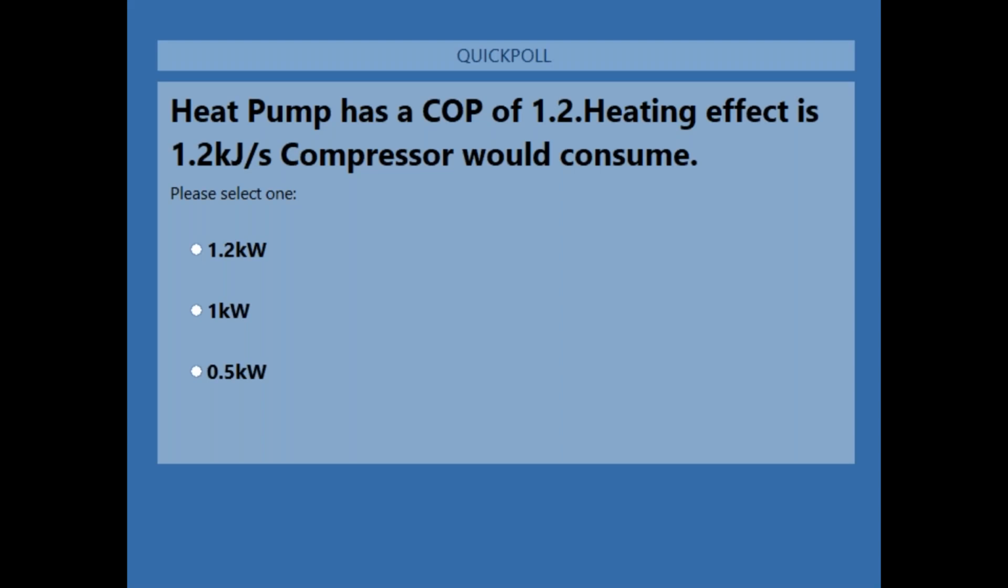So what was asked was the power consumed, and as I told you, the coefficient of performance of a heat pump is the ratio of the heating effect to the power consumed. Now when you are given the heating effect as 1.2 and the COP is 1.2, obviously the power consumed would be QH upon COP.